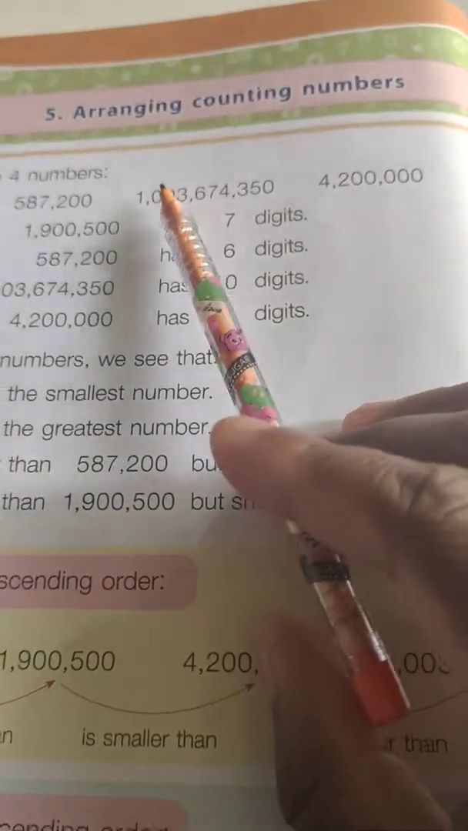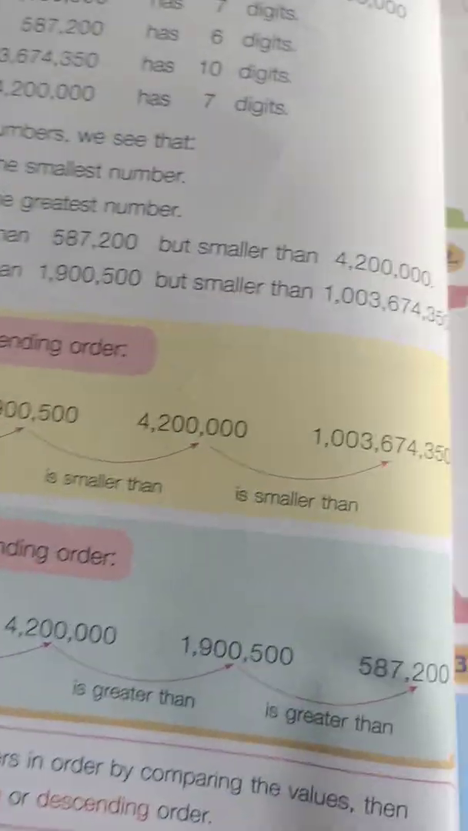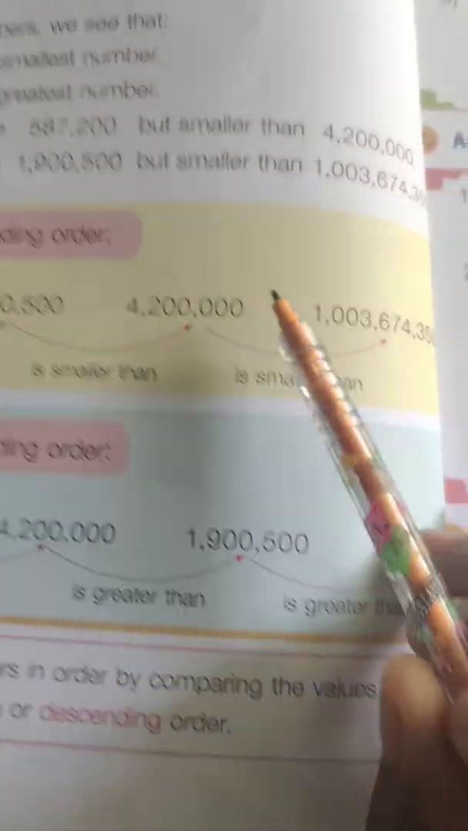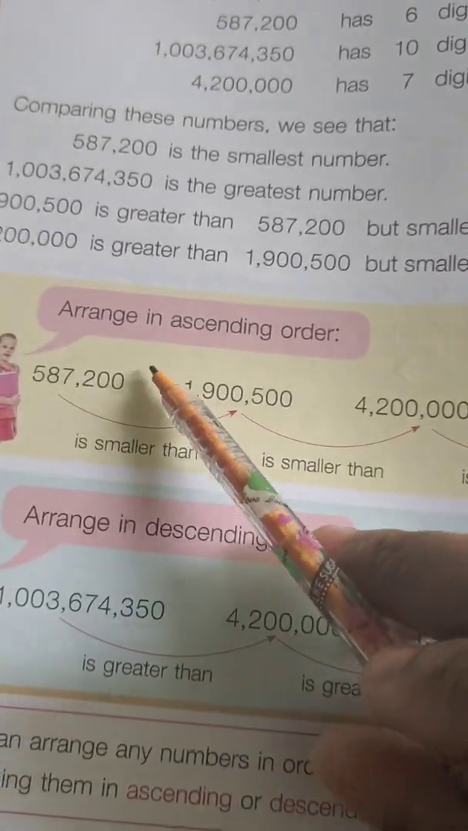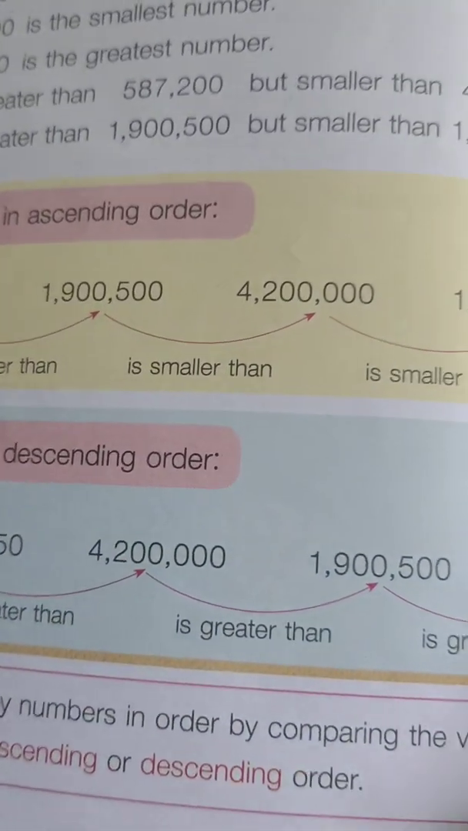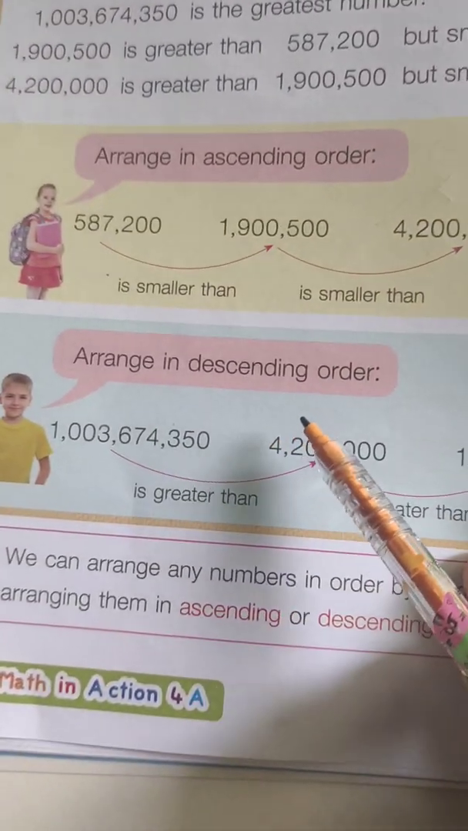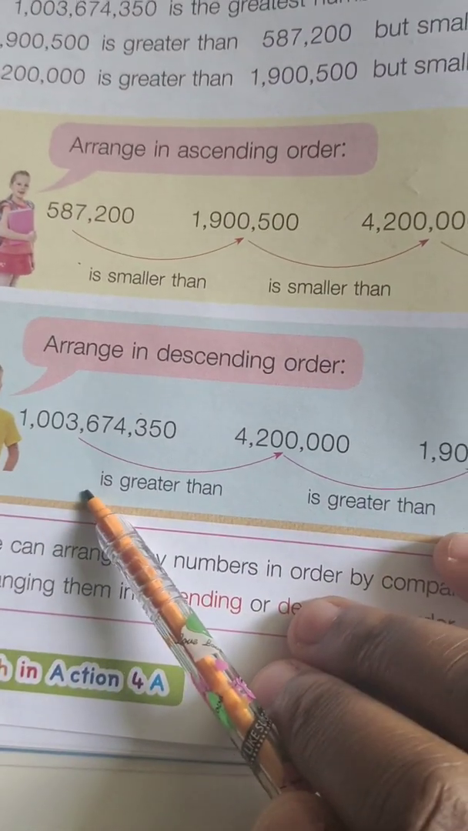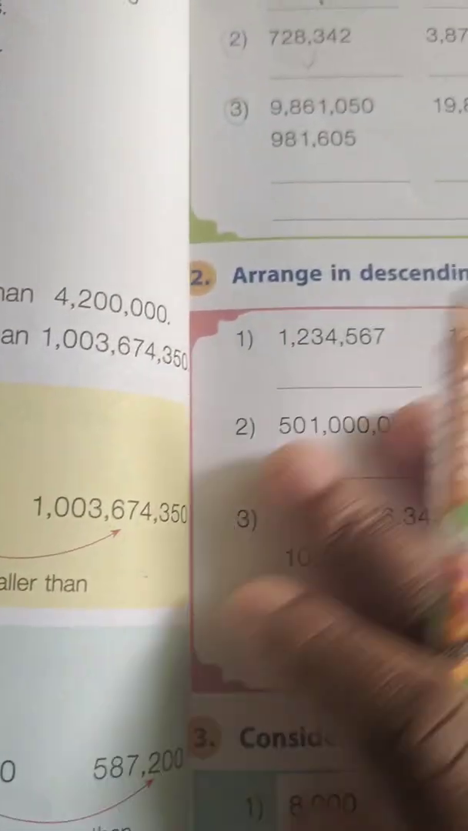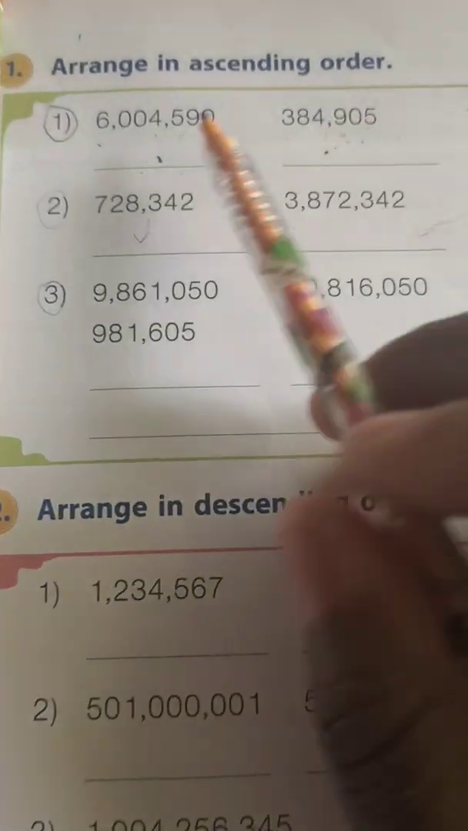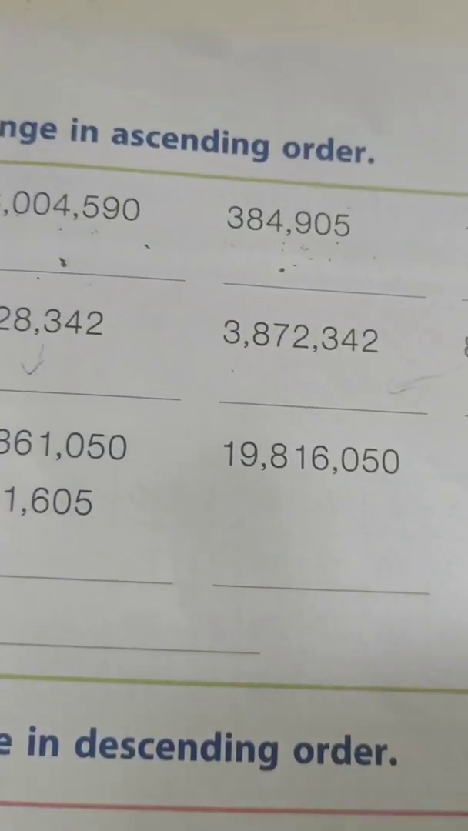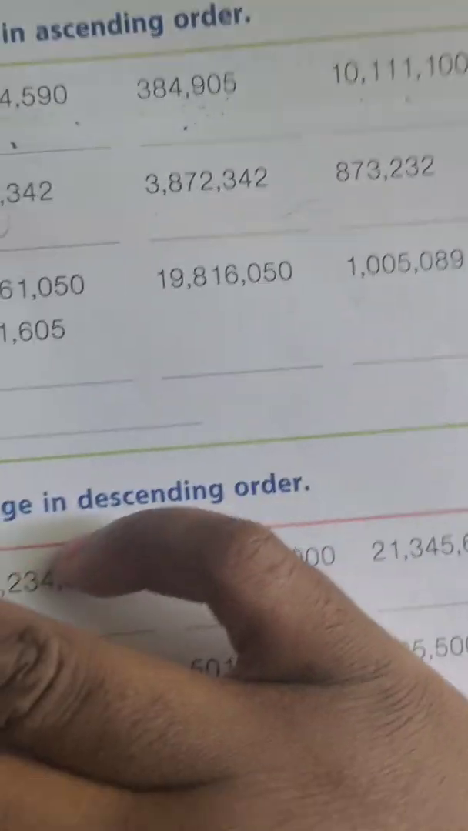So let's look at arranging counting numbers on pages 26 and 27. So you have to arrange the numbers. You have two ways of arranging numbers. You have the ascending order, meaning you have to start from the smaller number to a bigger one. And in the descending order, you have to start from the greater number to the smaller one. Okay? So let's look at exercise 1. Arrange in ascending order. It means we are going to start from the smaller number to the greater one.